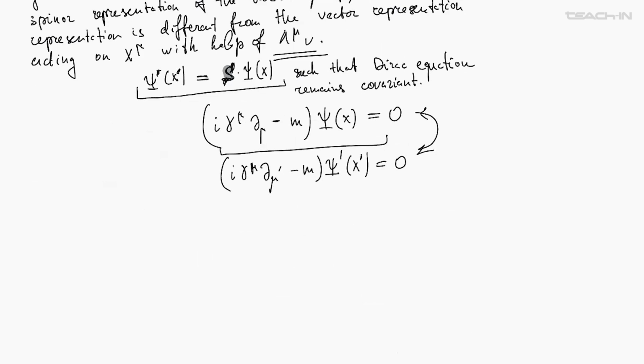So we achieved our goal. We built up an explicit realization of the Lorentz transformation. In other words, we understood how function psi must transform under Lorentz transformation for the Dirac equation to remain covariant, to look the same up to this relabeling of x to x prime and psi to psi prime, how it must look in the new frame.